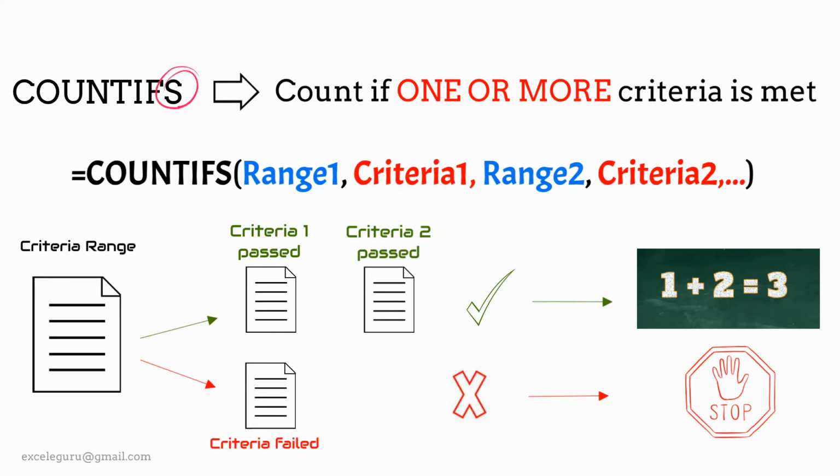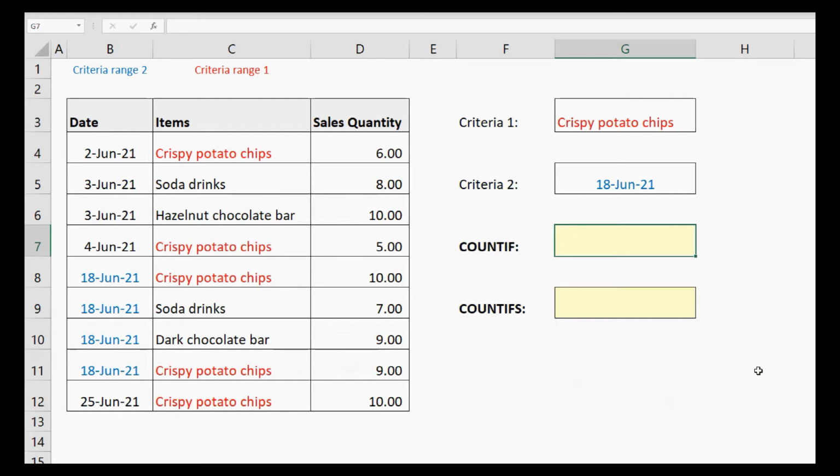Let's take a look at the demo. In this demo, we have a table with date, items and sales quantity. We want to count the frequency of crispy potato chips appearing in column C. We can simply type equals COUNTIF, open bracket, and select range C4 to C12. Type comma, thereafter, select the criteria in cell G3 and end with close bracket. You can see that there is indeed 5 crispy potato chips appearing in column C.